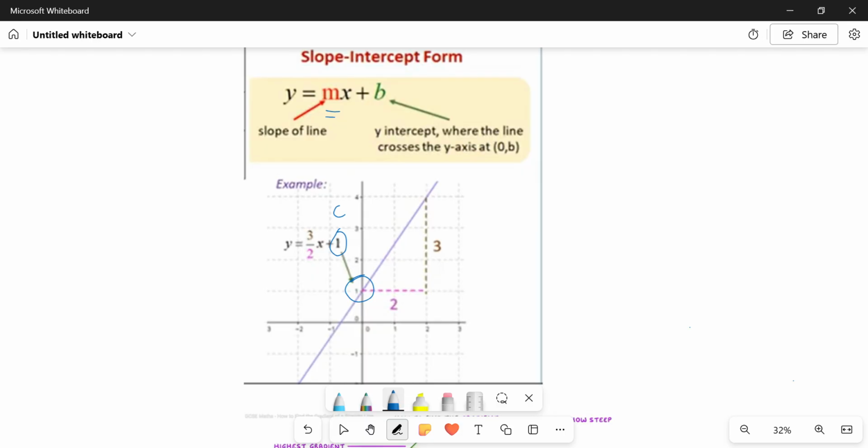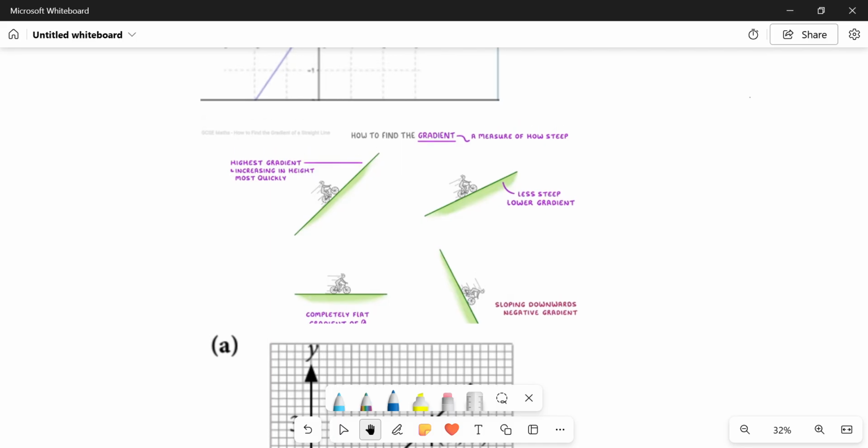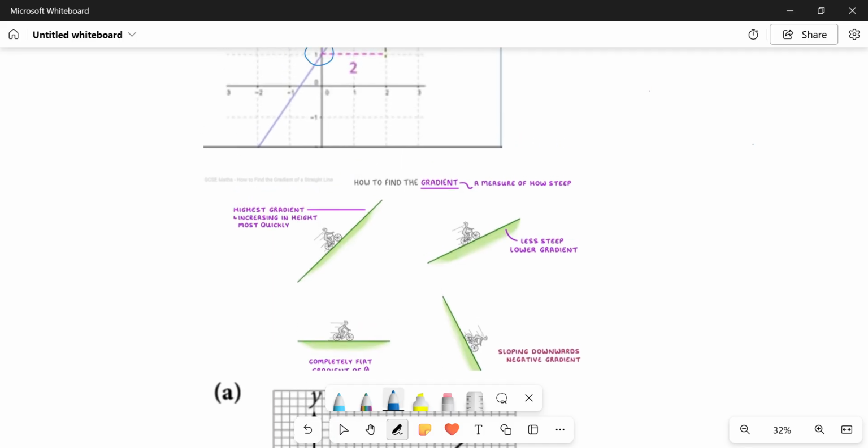Achha. So how to find out the gradient, how to find out the m when the line is given to you on the graph? This we will learn in this video. Okay, I'll show you the different types of lines here. So see the first one, it has the highest gradient. This is the highest gradient here.